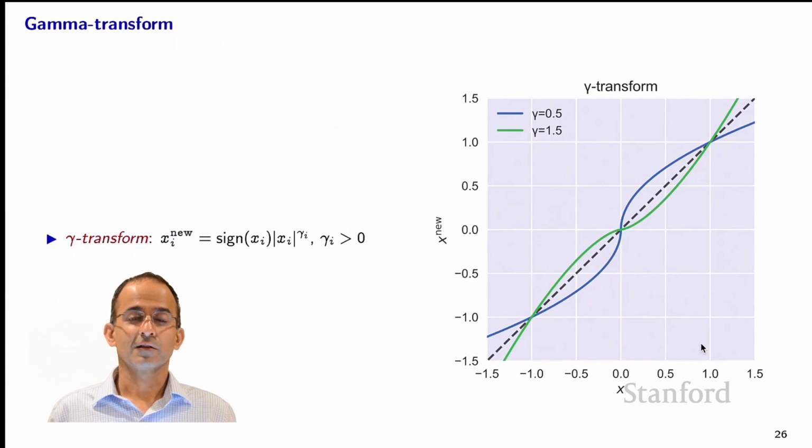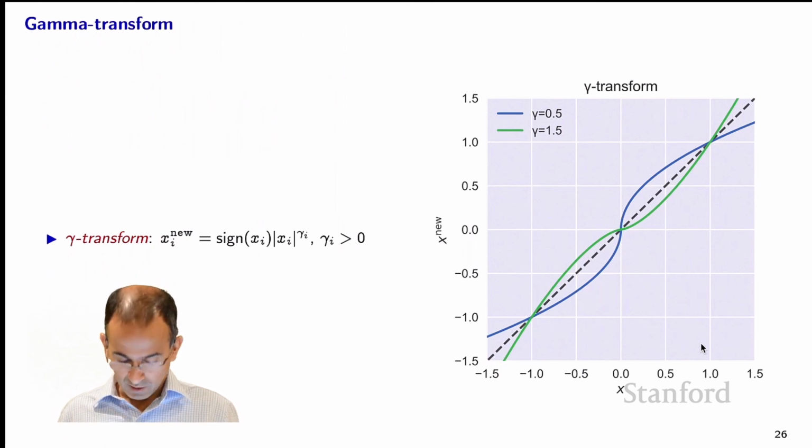Here's a feature that's very commonly used. This is the gamma transform. You take x and you replace it with sine of x multiplied by the absolute value of x to the power of some constant gamma. And that produces curves that are shown in this plot right here.